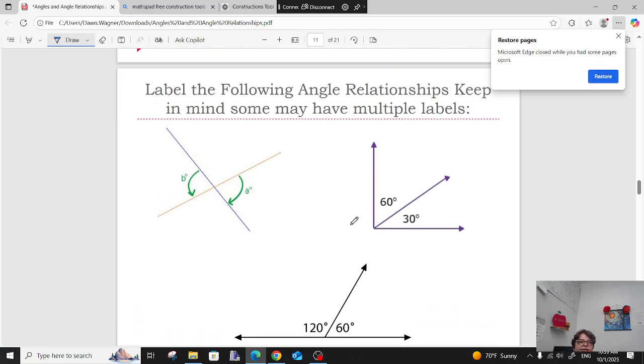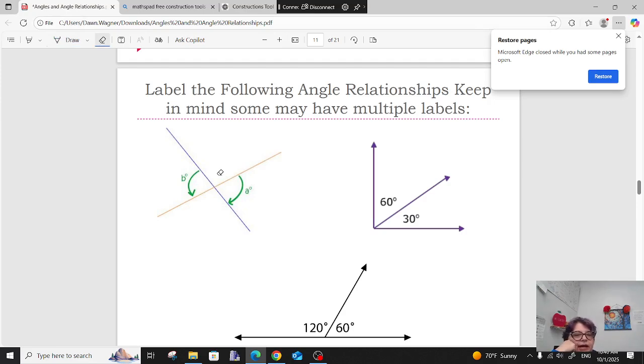So right here, they want us to label the relationships, and some of these may have more than one label. So what could I label A and B as? What do these represent from those words we talked about? Adjacent, complementary, vertical, supplementary. What would these two be? Those are adjacent. No, they aren't adjacent. Who told me adjacent? They're vertical.